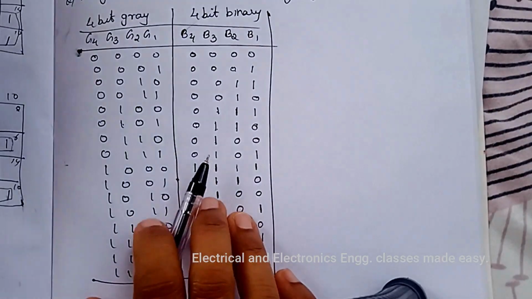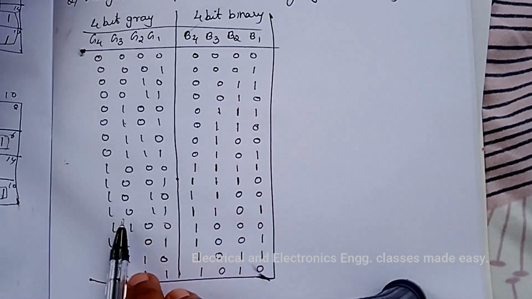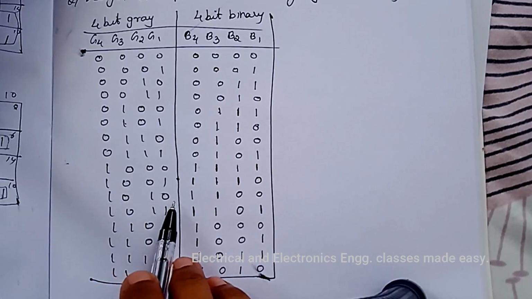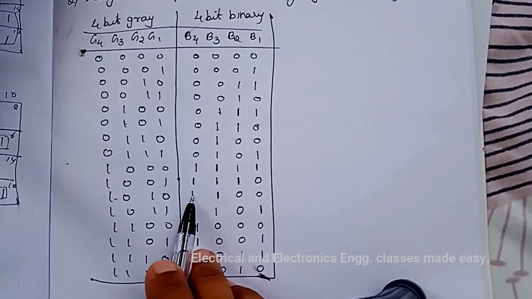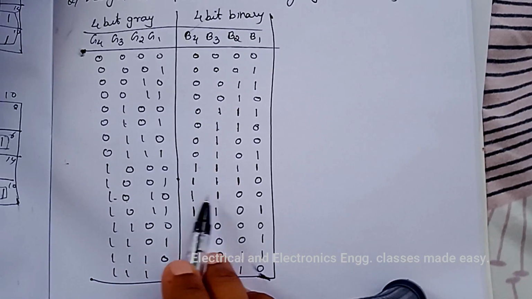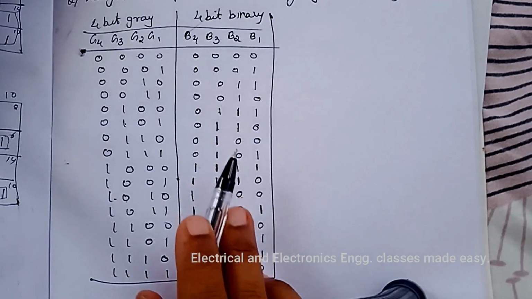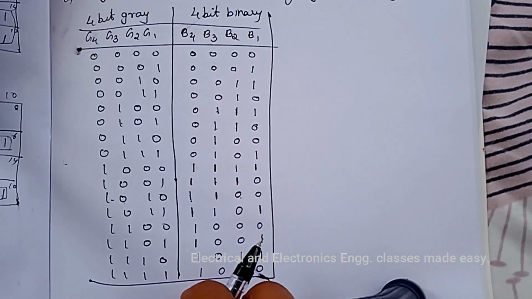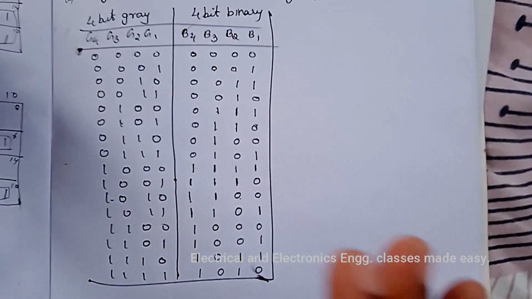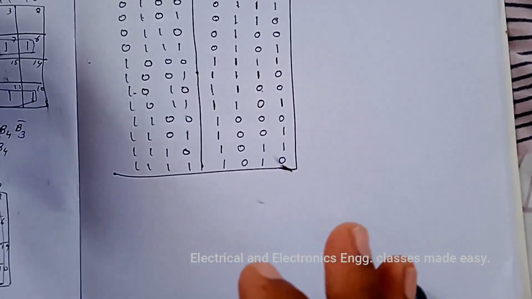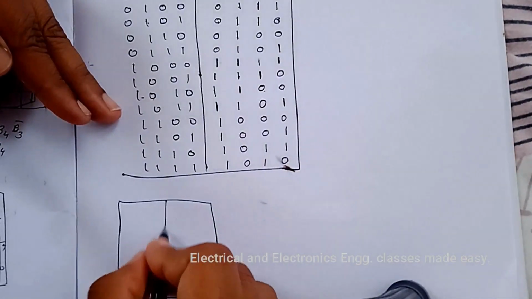So like that we have to write the remaining ones. For example 1010, the corresponding binary code is: write 1, then 1 plus 0 is 1, 1 plus 1 is 0, 0 plus 0 is 0. So like that we have to write. Then next is realization, that is simplify using the K map. First one is B4. So draw the K map.